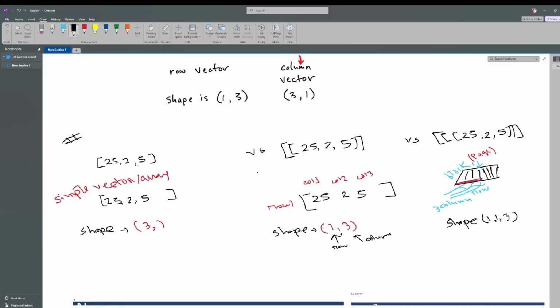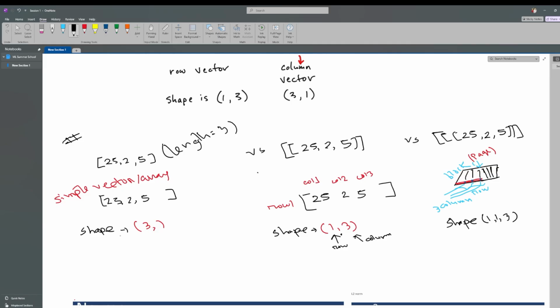So let me know if this is a vector or not. Pause this and let me know, is 25 comma 2 comma 5 a vector or not? You can easily see it's a simple vector. Obviously if you just read this slide or note, you can understand that. But the interesting factor is you have to understand what's happening. This is a simple vector which has length 3. Length 3 means 3 values, no problem.